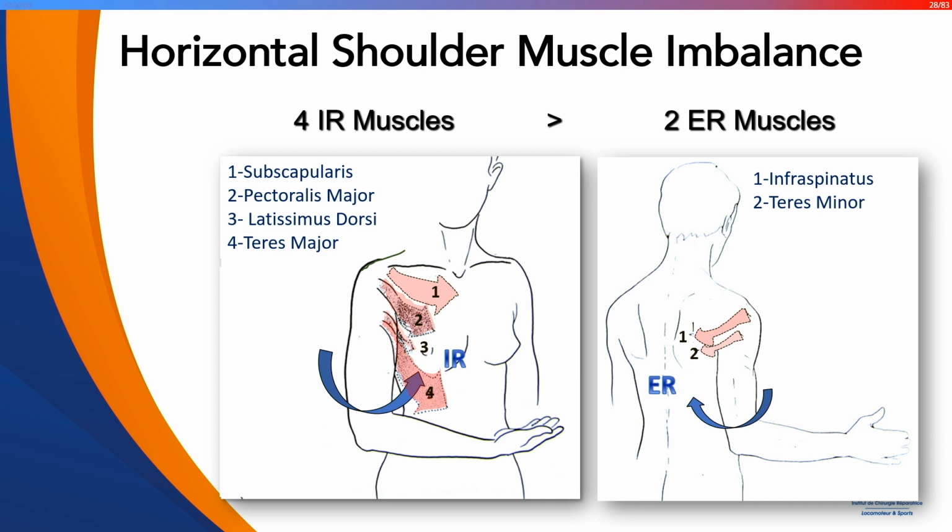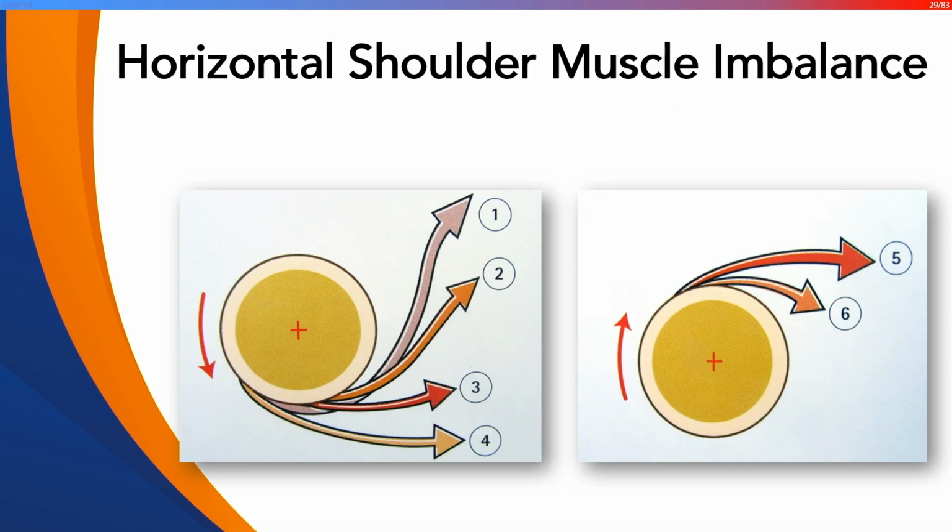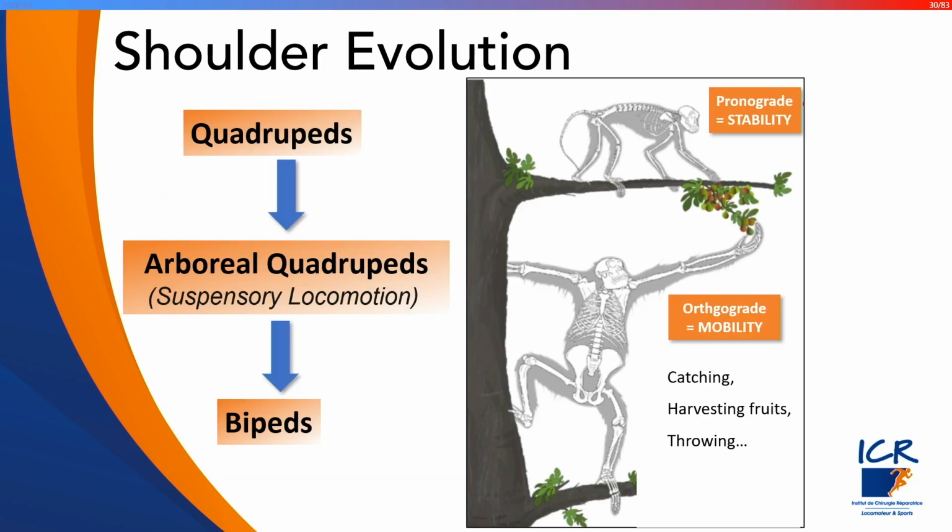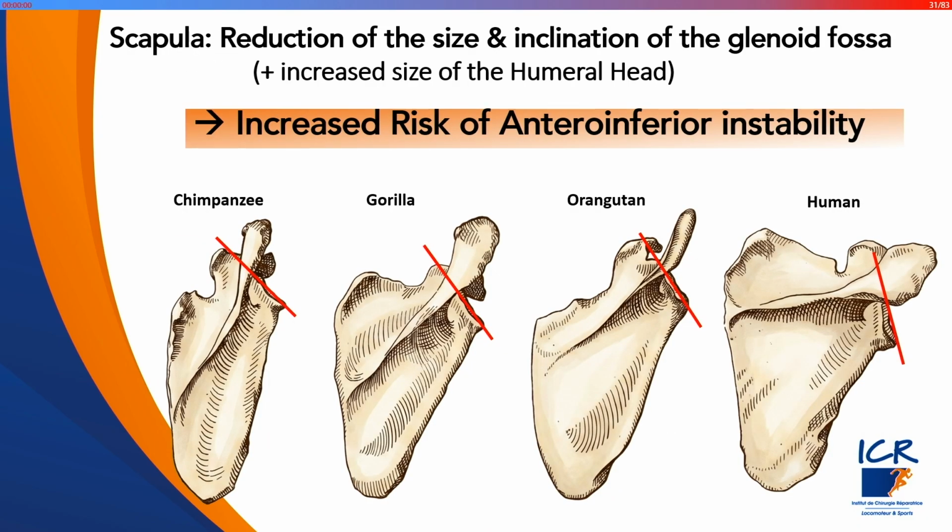And when you have a cuff tear or cuff wear, it goes from the supraspinatus to the infraspinatus and sometimes to the teres minor. So the game is over. Instead of 4 against 2, you go to 4 against 1 or 4 against 0. And then what happens is that you're losing your external rotation movement and you have a dropping arm. So you see the evolution. You need mobility for your shoulder to catch, to harvest fruits, to throw. And again, now it leads to instability of the shoulder.